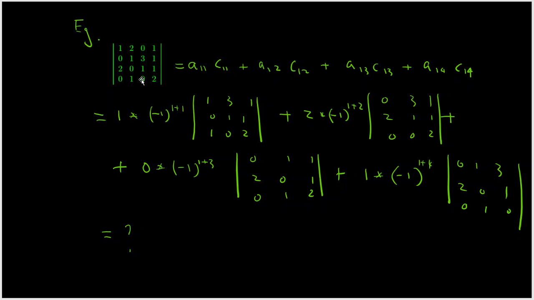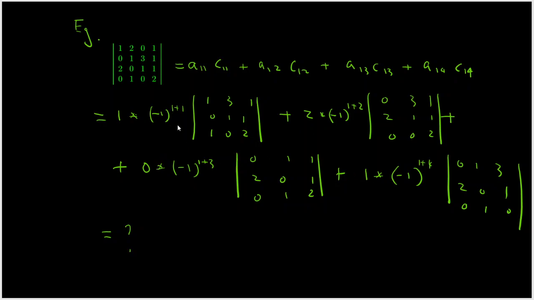So what's the principle? Anybody want to guess how we choose a row or a column? I'm looking at the chat. We choose a row that has the most number of zeros. The more zeros you have, the simpler the calculation.